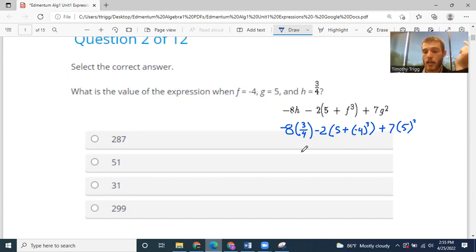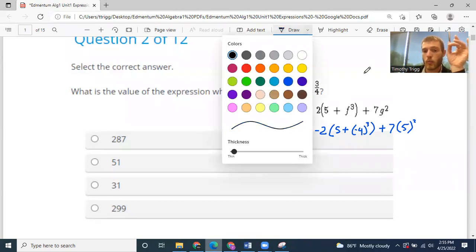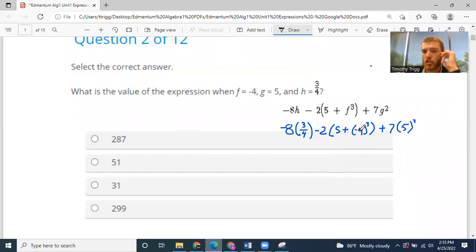Okay, there's a lot going on here, but what I want to focus on is this parentheses here. Remember, we want to do parentheses first, and there's a lot of parentheses going on, but only this middle parentheses has actual operations going on. So let's go and work out what that is. So that's going to be 5 plus -4 to the power of 3, which is -4 times -4 times -4. That's going to be -64. 5 plus -64 is -59.